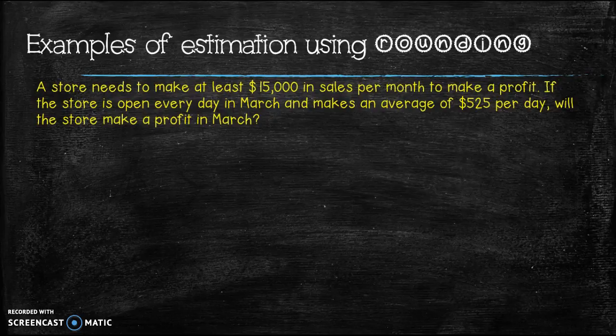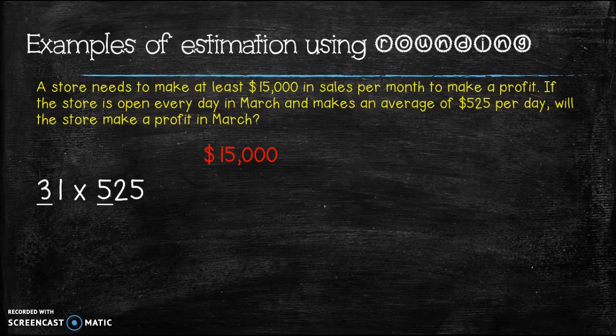So we need to figure out an estimate of whether or not the store will make a profit. I'm going to write down $15,000 because I know that's our target amount of money. I put down 31 because I know there are 31 days in March, and I'm going to multiply that by 525, which is their average per day. Now if I'm going to use rounding to estimate, I'm going to round to the highest place value in each number. So I'm going to go ahead and underline those to help me remember.